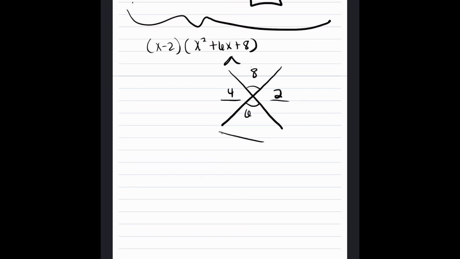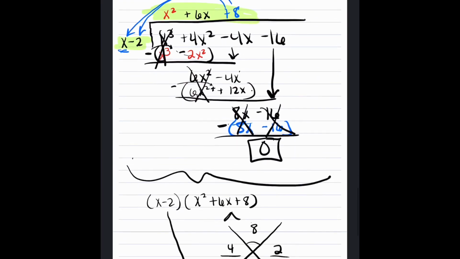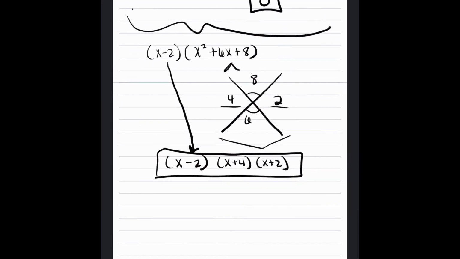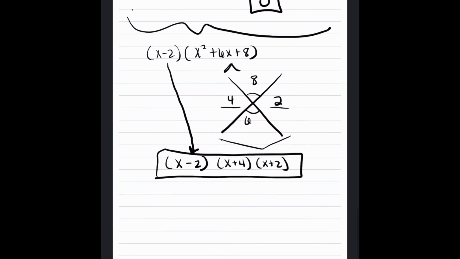So taking these out, this would become x plus 4, x plus 2. And then don't forget about the original factor, so x minus 2. And this entire expression would be the factored form of number 2. Again, please show all your work and then take pictures of your work and paste it on the Google Docs.